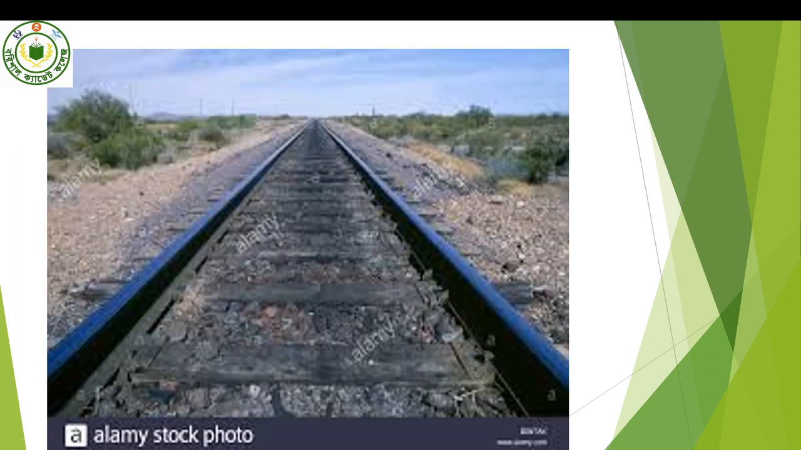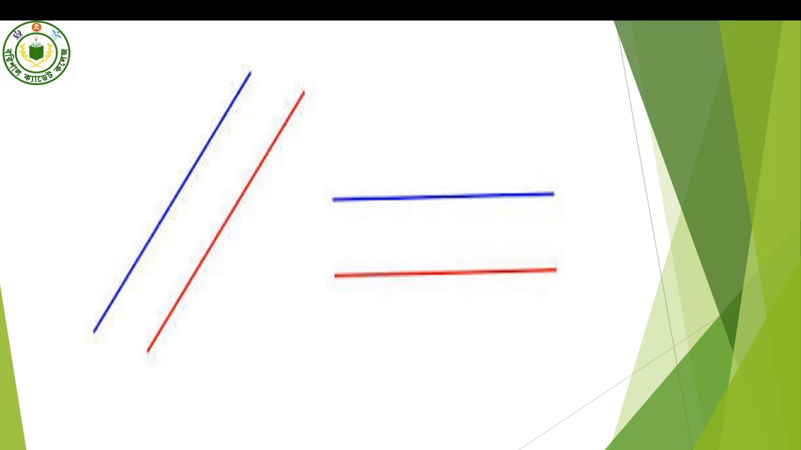See an example of parallel lines. This is a rail line. This is a perfect example of parallel lines. Now see another example. Here the blue line and the red line are parallel lines. They keep equal distance from each other, so they are parallel lines. They never touch each other.